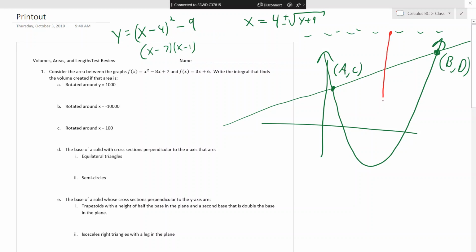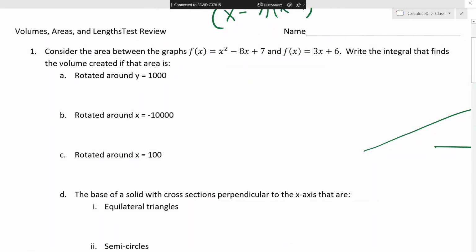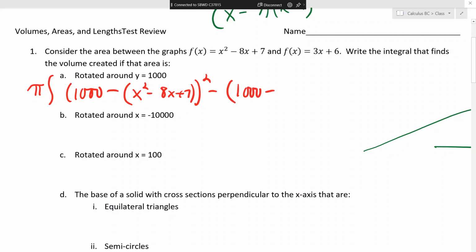Let me see here, just to draw this out. Our big R, again, is from top to bottom, so that's 1,000 minus that parabola, and little r is that right there. But it's not changing. So we are going to get pi times the integral of big R squared, 1,000 minus the parabola, which is kind of a pain to write out, minus little r squared, 1,000 minus that line, squared, dx. That's a parenthesis, and we're going to go from A to B.